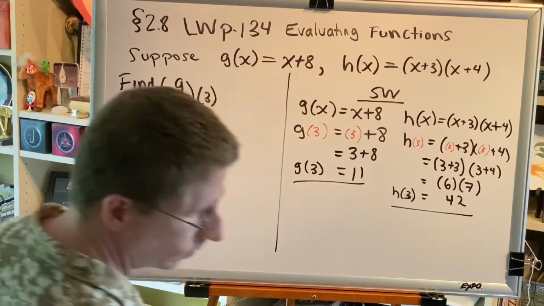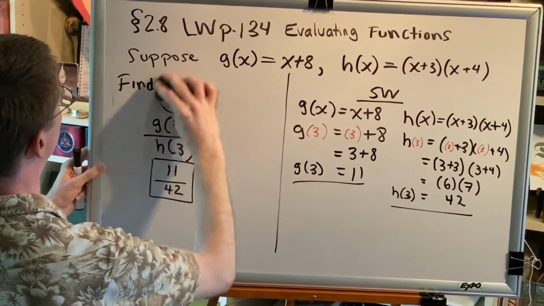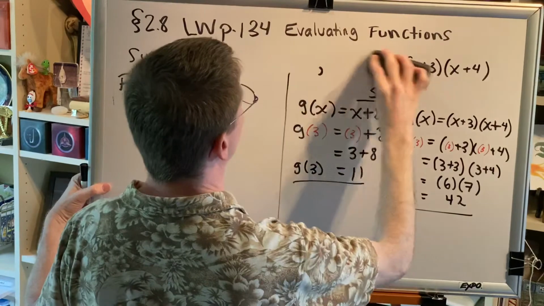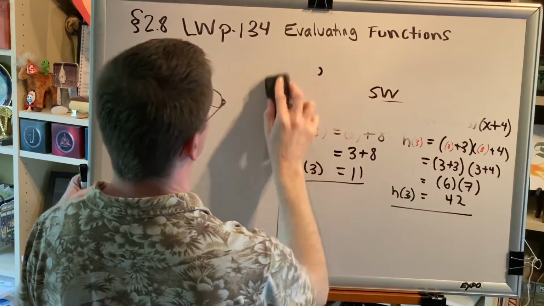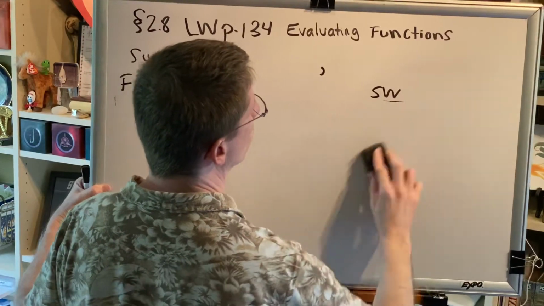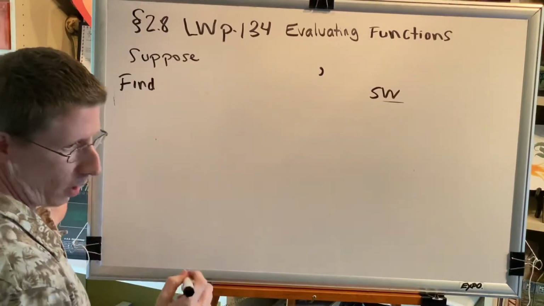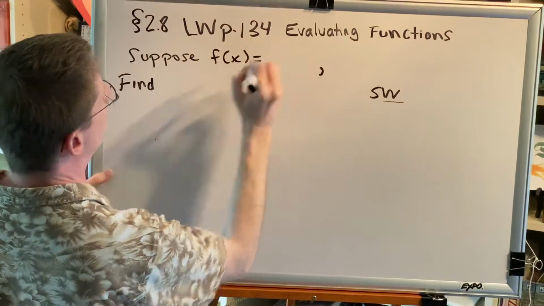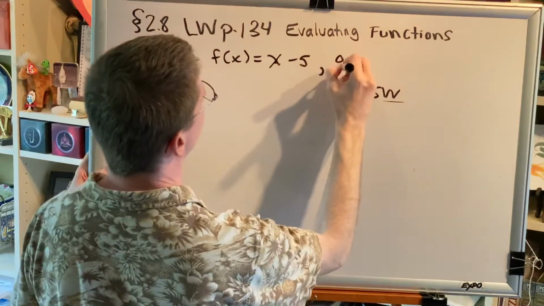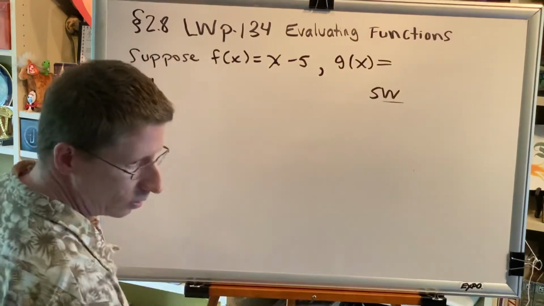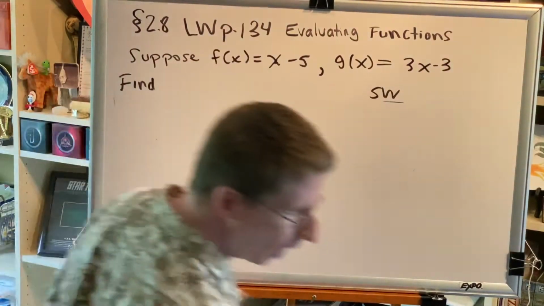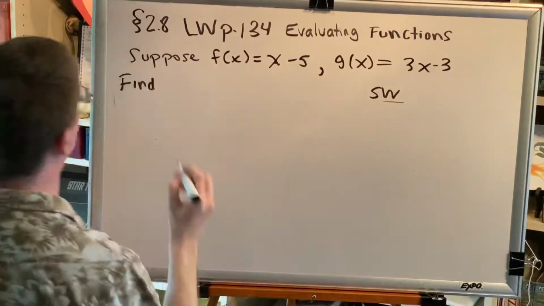Let's try another one. Suppose f of x equals x subtract 5, and g of x equals 3x subtract 3. Find f plus g of negative 1.